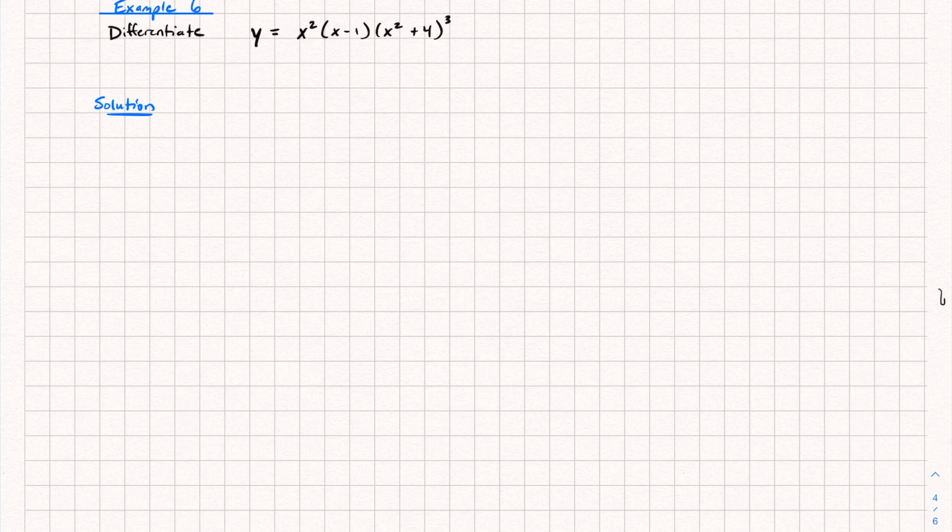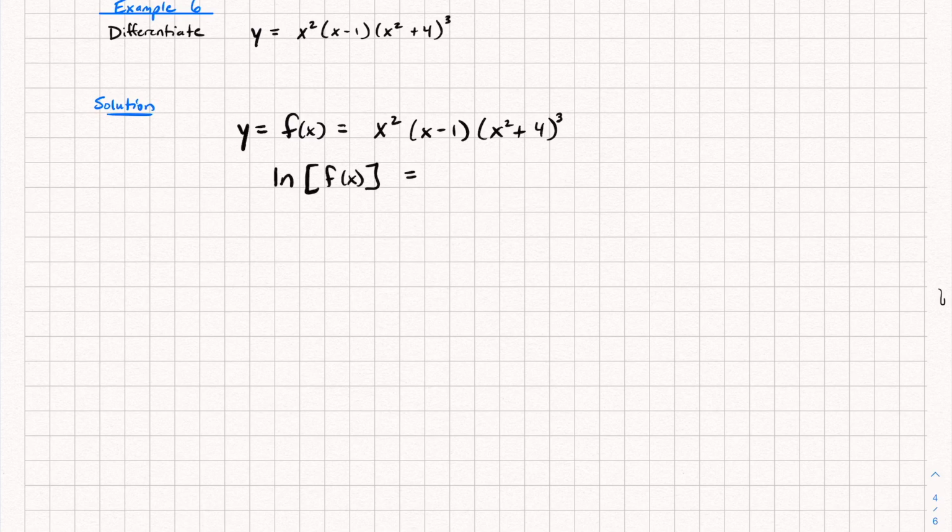So example 6 says to differentiate, so find the derivative of y is equal to x squared times x minus 1 times x squared plus 4 to the third. So again, I'm going to rewrite this as y is equal to f of x, which is x squared times x minus 1 times x squared plus 4 to the third. I'm going to introduce the ln to the problem by taking the ln of both sides.